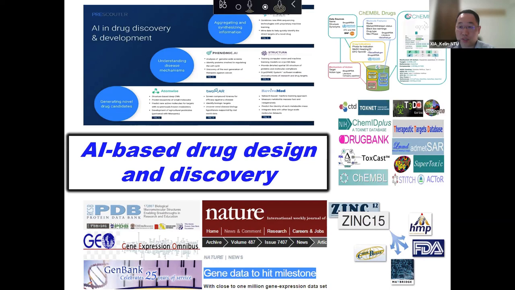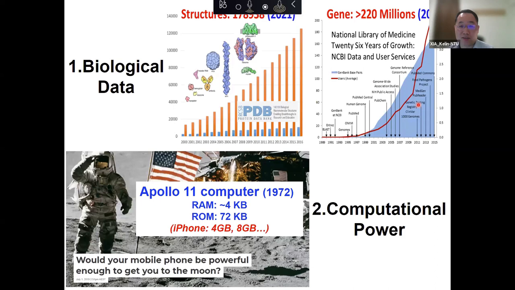The first one is really about biomolecular data. There has been a huge accumulation of biomolecular data in the past several decades. One of them is the PDB data. Currently, we have more than 178,000 entries accumulated here.